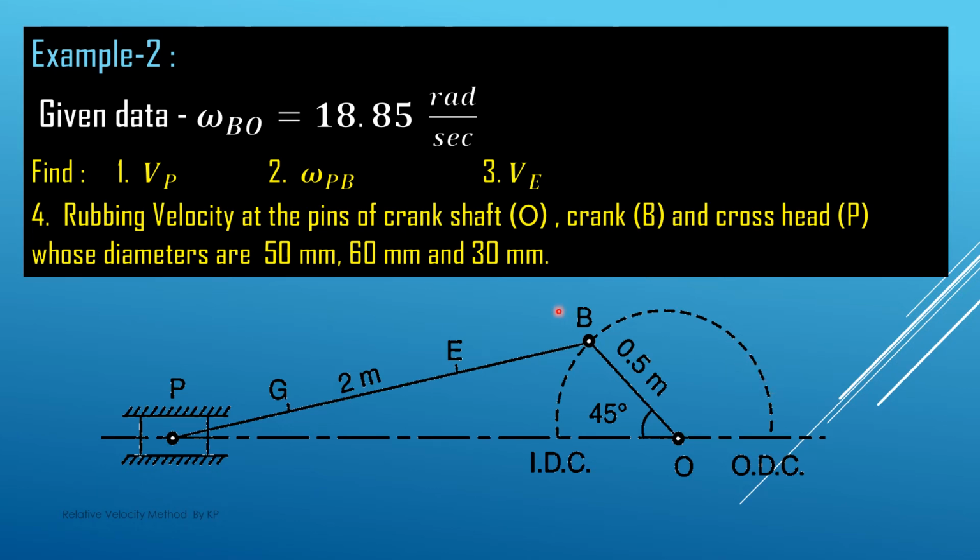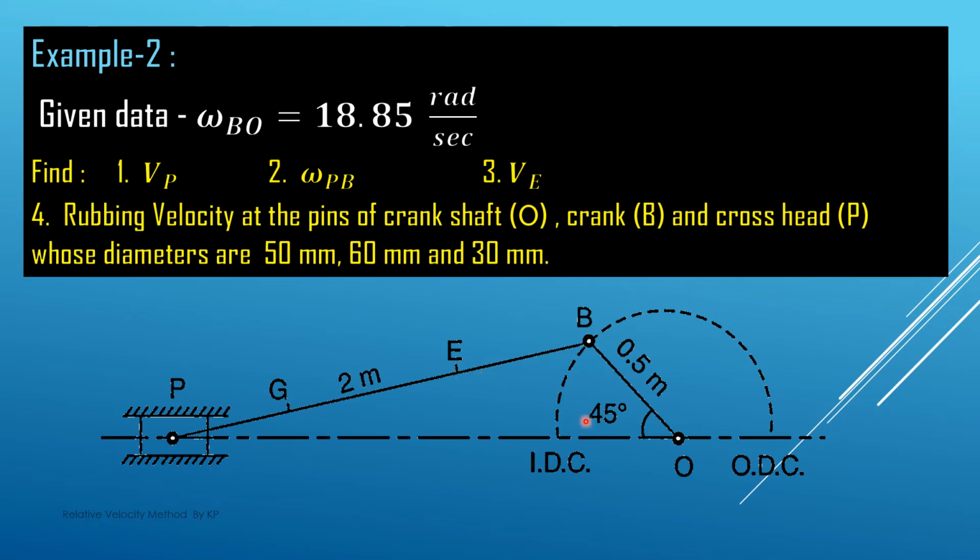The rotational speed of the BO link is given to us, that is 18.85 radian per second, and we have to find out the velocity of the piston. This is the piston here, or the point P. This velocity we have to find out. Then omega PB, where PB is the connecting rod in this case. So omega PB we have to find out along with direction. Then VE, we have one other point E on this link here. So the velocity of this E point we have to find out.